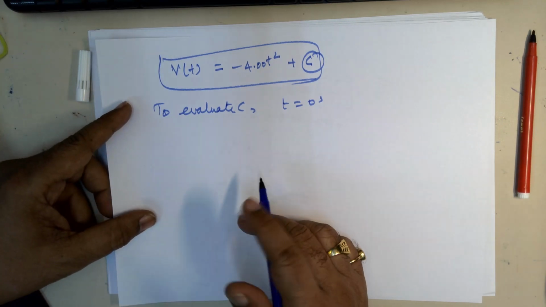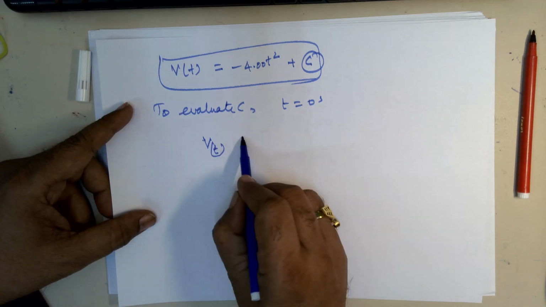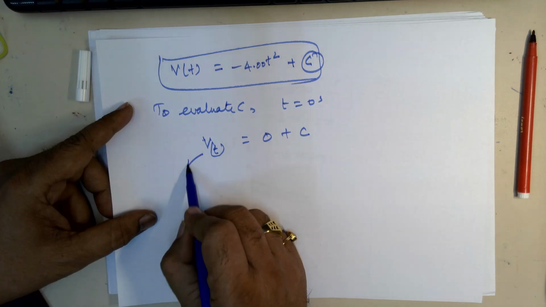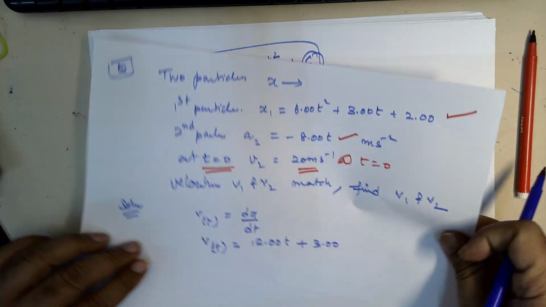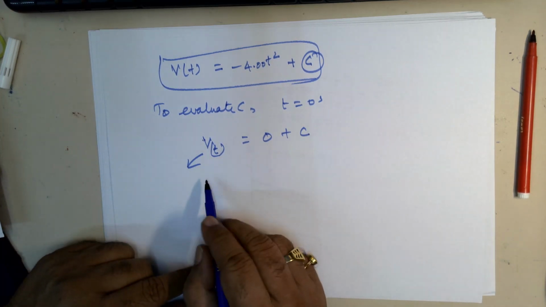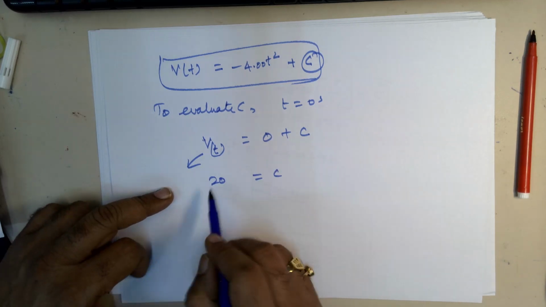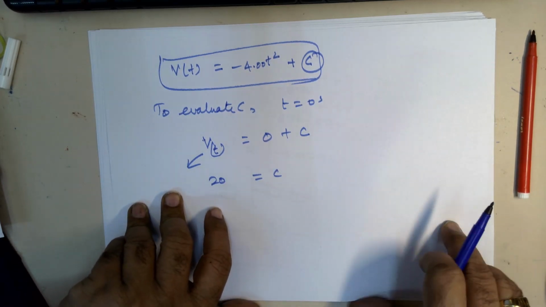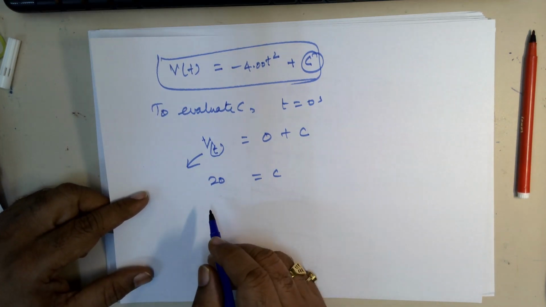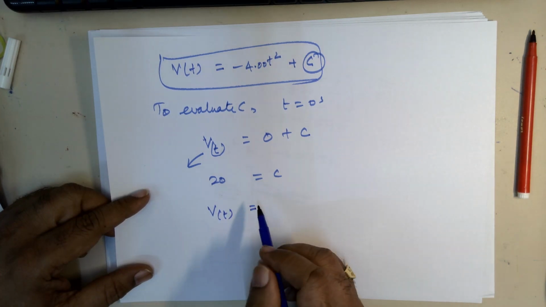Are you able to follow? Now, this v at t is equal to, this becomes 0 plus c. What is the v value? We have taken the v value here, that is 20 meter per second, so that is equal to c. Now we have found out the value of c, and based on that, we can work out v at the t.